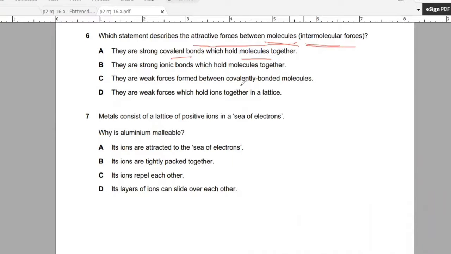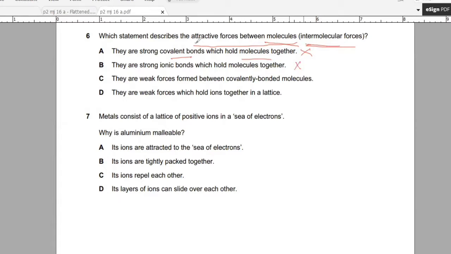Understand? They're talking about intermolecular force of attraction, which means attracting forces between molecules. So the covalent bond, they won't hold the strong force. That is why the first statement is wrong. They say strong ionic bonds hold them together. This is also a wrong statement.